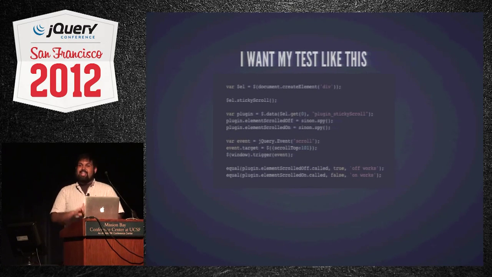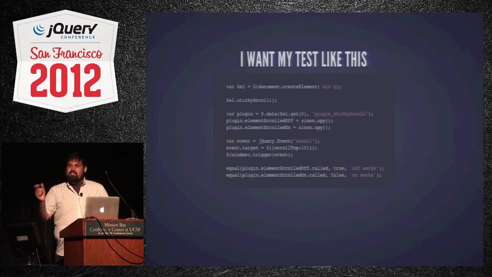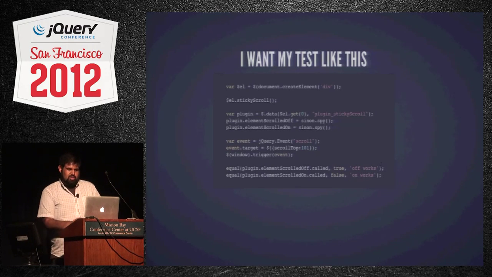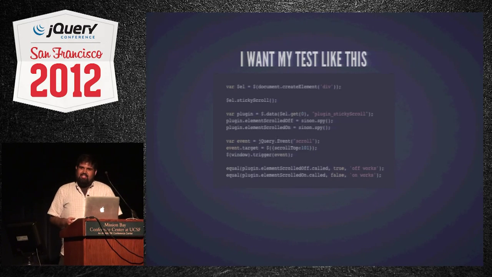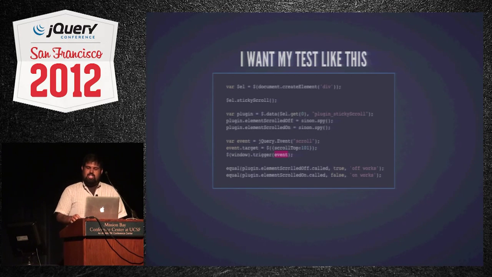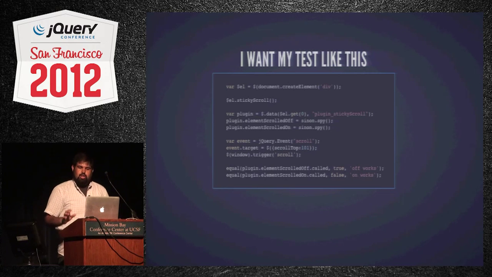This is where I create an element, I add my plugin to it, and then I get the particular plugin from my data. It just happens to be the pattern that I'm using. Then I make sure that when the window actually scrolls, by creating this, a jQuery event. You can create an event using the jQuery event constructor, and you can have that event be whatever you want. You could create a click here. The reason that I'm triggering with an actual object rather than a string is that I could just have the word scroll, and this would trigger scroll on window.